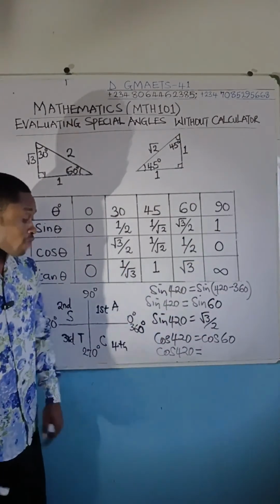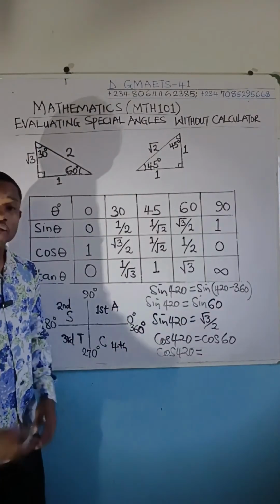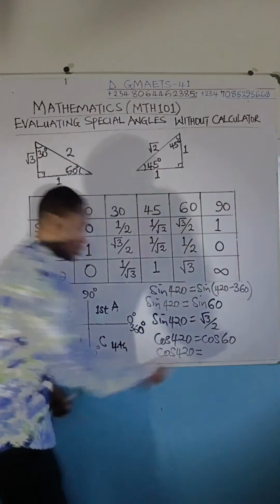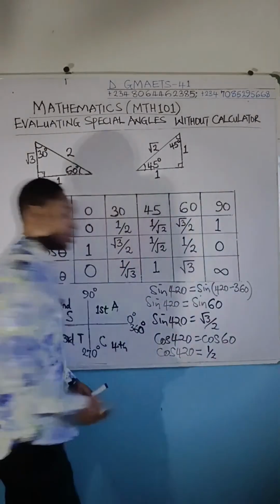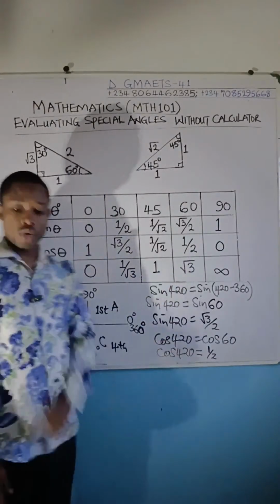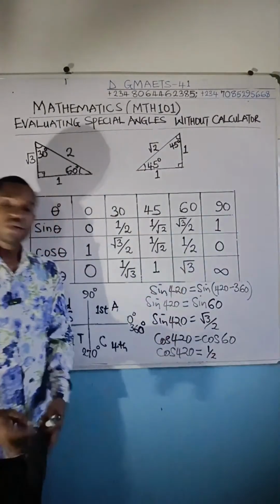So cos 420 is going to be equivalent to cos 60. And of course, cos 60 is 1 over 2. And of course, we can conclude with tan 420.